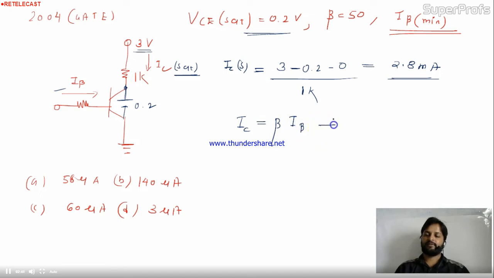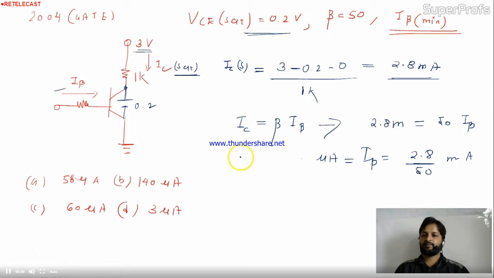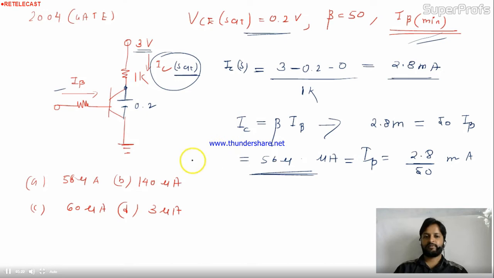If IC saturation is 2.8 milliampere and we have the relation IC equal to beta IB. Is it okay? So by this equation, IC you already calculated, 2.8 milli is equal to beta, which is 50, times IB. So your IB is 2.8 divided by 50 milliampere. If you take it in microampere, your current will be 56 microampere. So this is the minimum base current for which the system will work in saturation. Okay. So option A is correct.